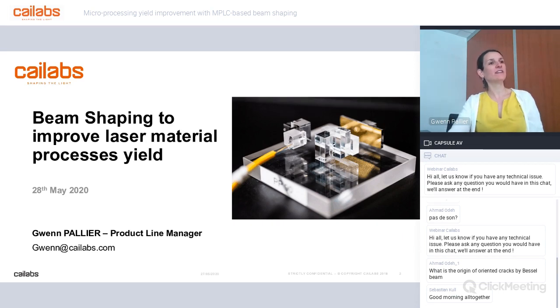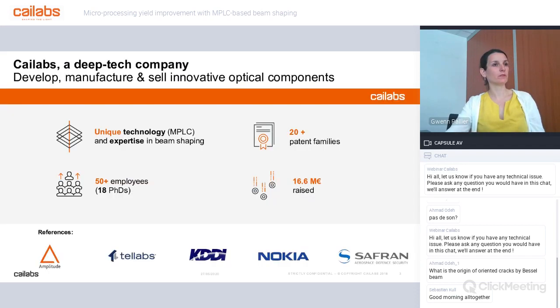So good morning again. My name is Gwen. I'm product line manager at Cailabs, in charge of all the material processing applications in the company. Today I will talk about beam shaping itself. As John was mentioning, this is a key way to improve laser material processing. We will discuss 2 different examples, one tested with LASEA and one tested with ALPhANOV. On my side, I will describe in both cases the optical performance of the system.